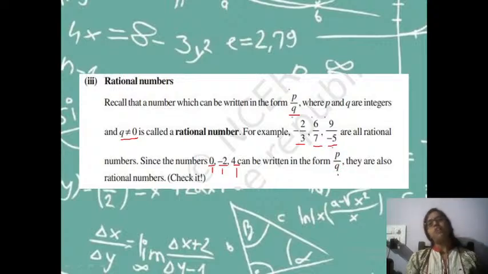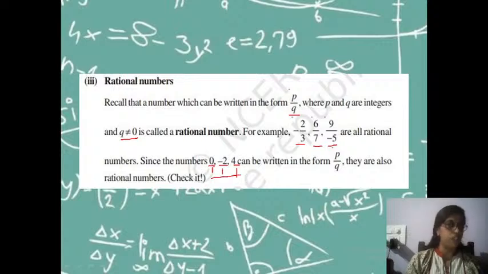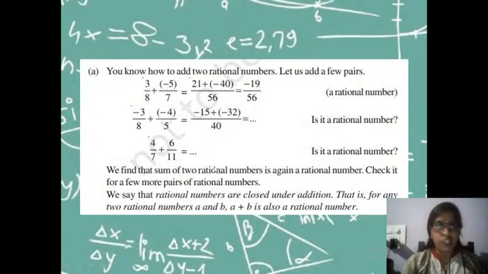Okay, P by Q, so that is where Q is not equal to 0. So the denominator should not be equal to 0. Keep that in your mind, because you should get the answer there. So they are also rational numbers. So you can say that these three numbers are also rational numbers. Now let us move on to the next.